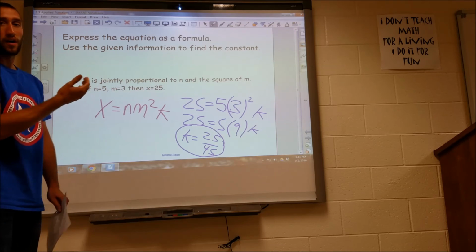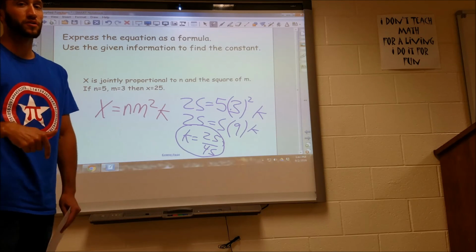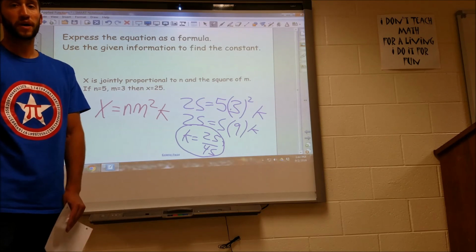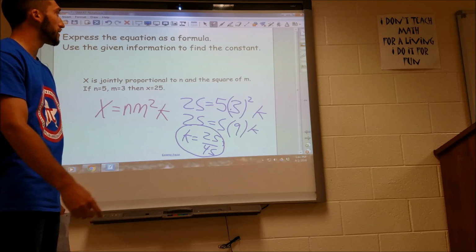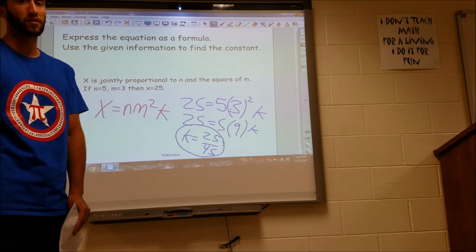So here are our 3 examples of directly proportional, inversely proportional, and jointly proportional. So use the information to answer the accompanied example problems on the PowerPoint, and like normal, we'll talk about it tomorrow at the beginning of class.